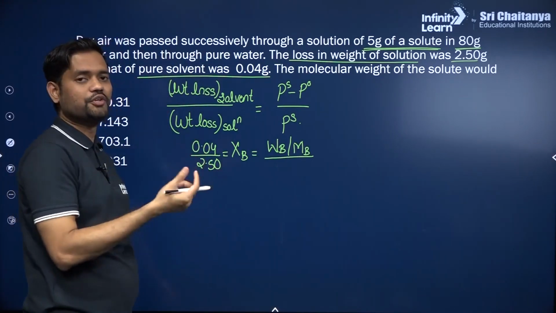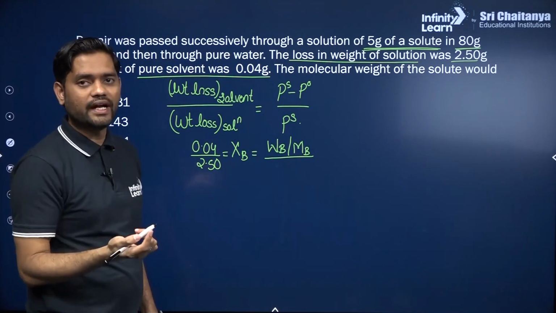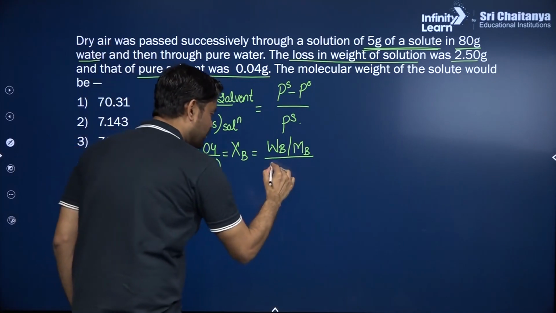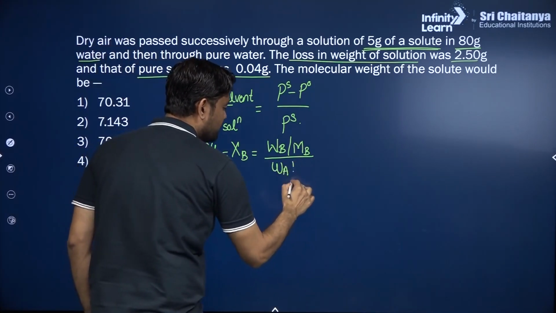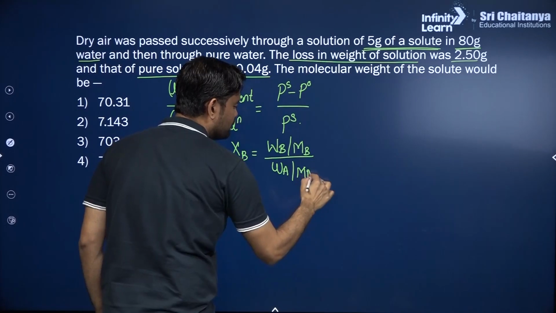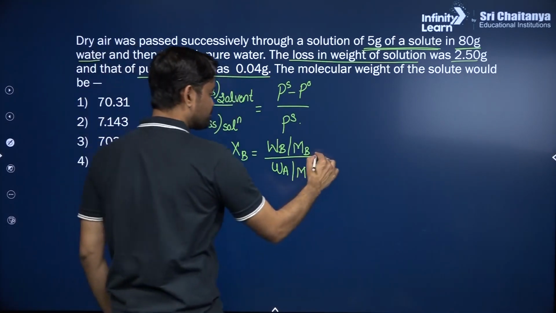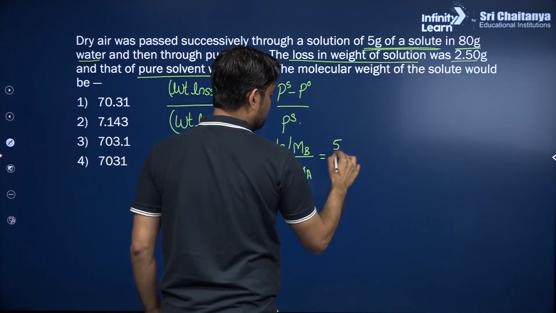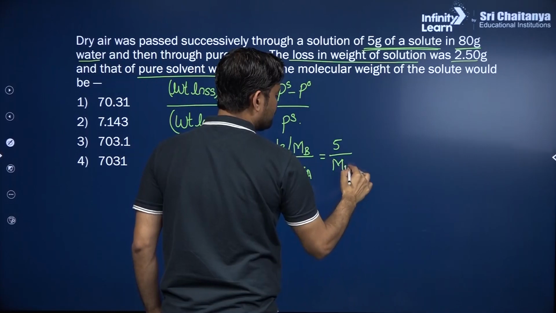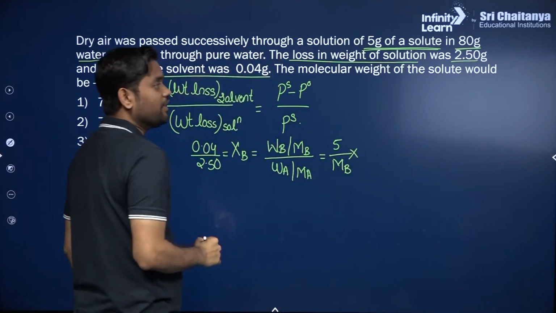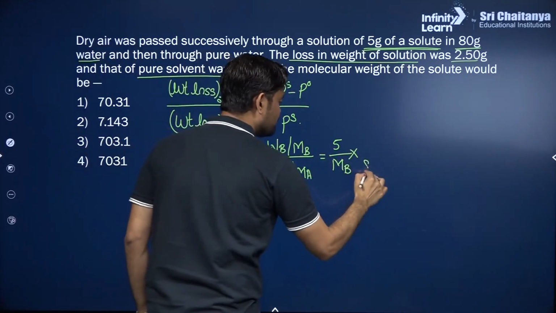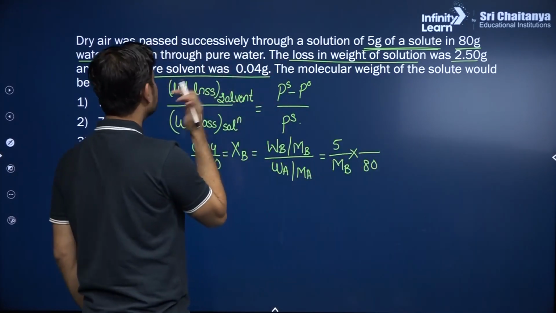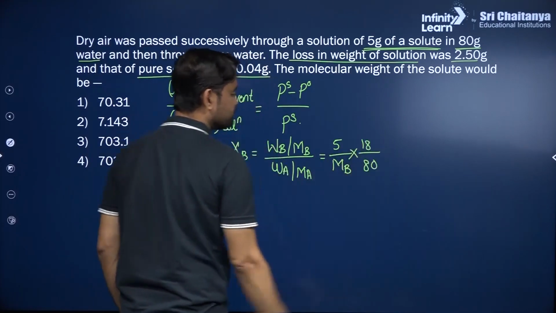Since the number of moles of solute is very small, we can easily ignore that and directly take the number of moles of solvent, which will be equal to weight of solvent by molecular weight of solvent. Now weight of solute is given as 5 grams. We don't know the molecular weight of solute. Weight of solvent is given as 80 grams, and molecular mass of solvent is how much? That is water, that is 18.